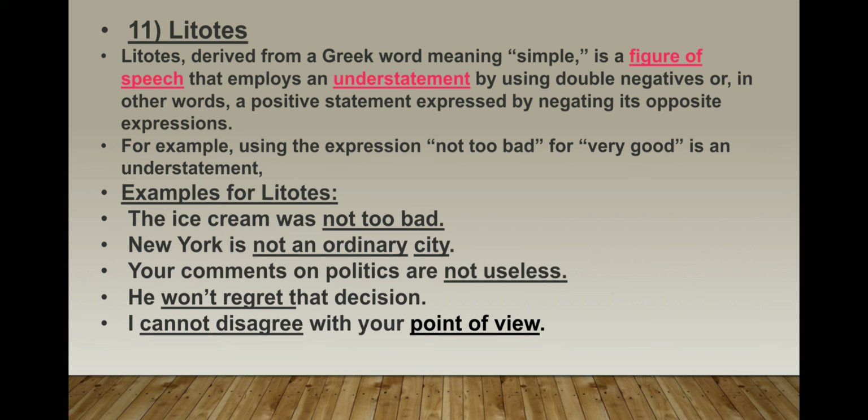I cannot disagree with your point of view. Cannot disagree is again the double negative, which means agree. So I agree with your point of view, and this is the perfect example of litotes. She is not doing too badly at all. Here we want to convey that she is doing very good, and double negation is used, not doing too badly is again the example of litotes.